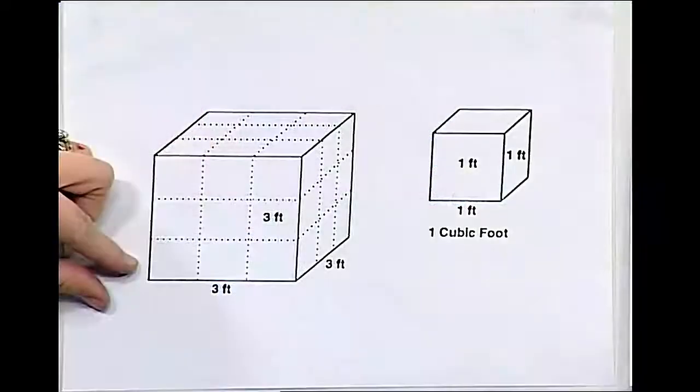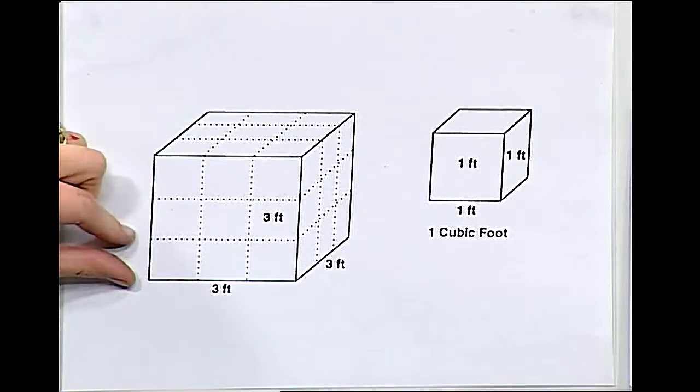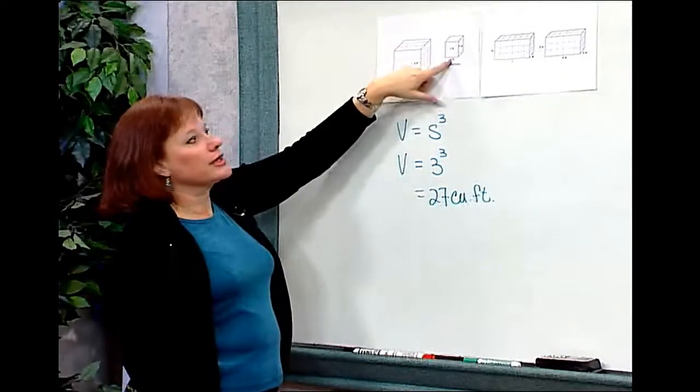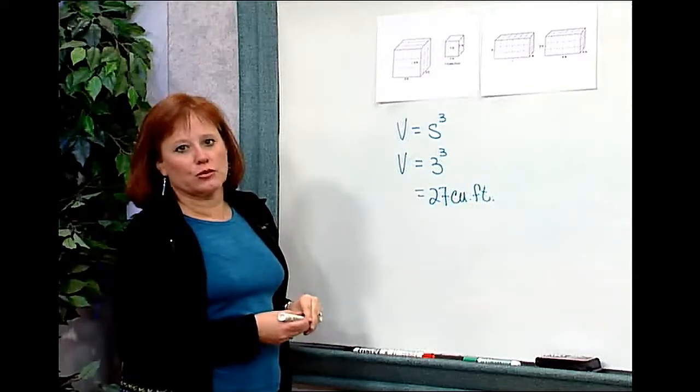Each one of these layers has 9 blocks. So I know 9 plus 9 plus 9 is 27 of the blocks. And each of those blocks is 1 cubic foot. So I can be confident in my answer of 27 cubic feet.